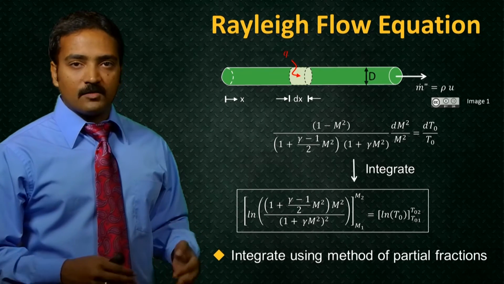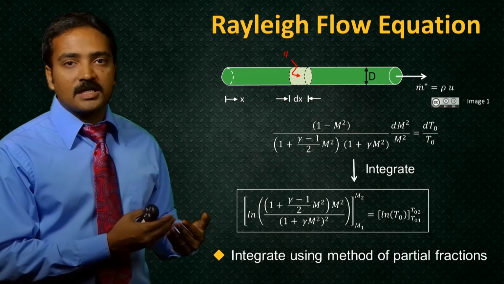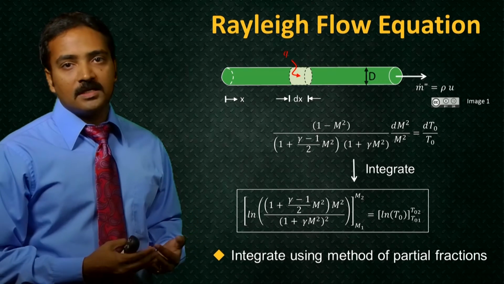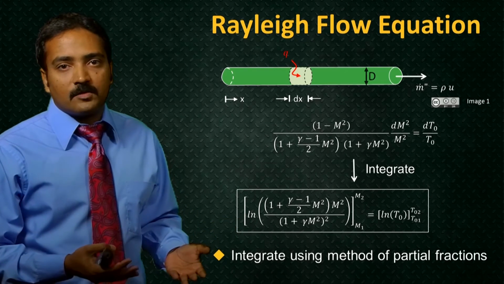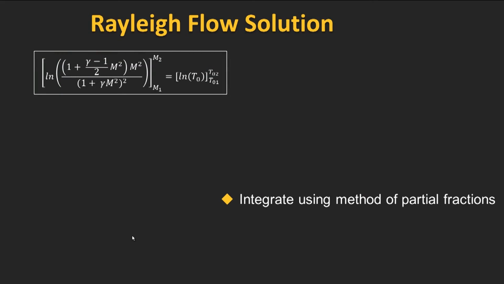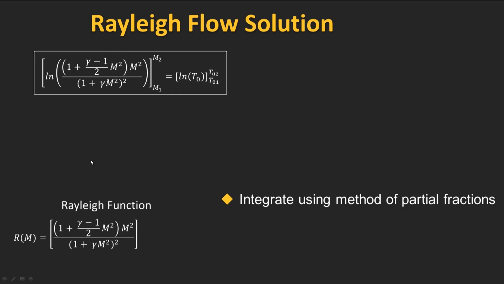Again, we've not specified where we start or end, but let's assume that we start at location 1 with the Mach number M1, and as we proceed downstream to different locations, let's say location 2 somewhere downstream, the Mach number will be M2, and corresponding to that you'll have T0 2. Now that we have the solution of the differential equation after integrating it using the method of partial fractions, in order to better physically understand what this complicated expression is telling us, let us first define the Rayleigh function R(M) as a function of Mach number, which is exactly everything that was inside the logarithmic function here on the left.